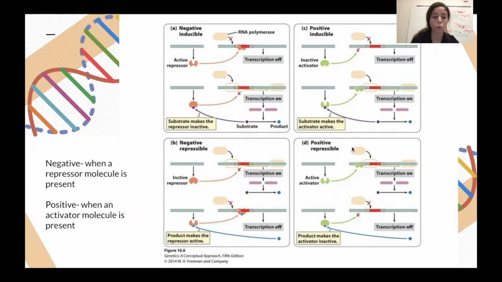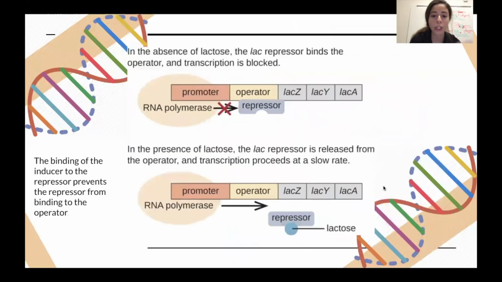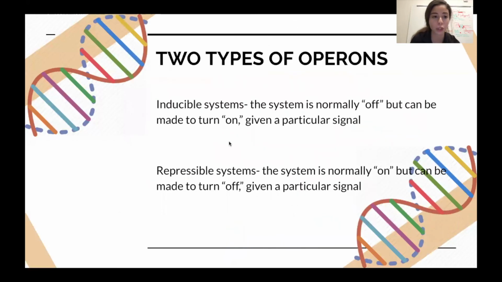In positive repressible, what do we know about repressible? Transcription is normally turned on, so the activator is going to be active, binding to the operator site and promoting that transcription, but the repressible system can be made to turn off. The product will come over here and make the activator inactive when the repressible system wants to turn off. And therefore, if the activator is not bound to the operator site, then RNA polymerase will fail to bind and transcribe the genes. So what do we need to know? We need to know these two definitions to apply anything further about operons.